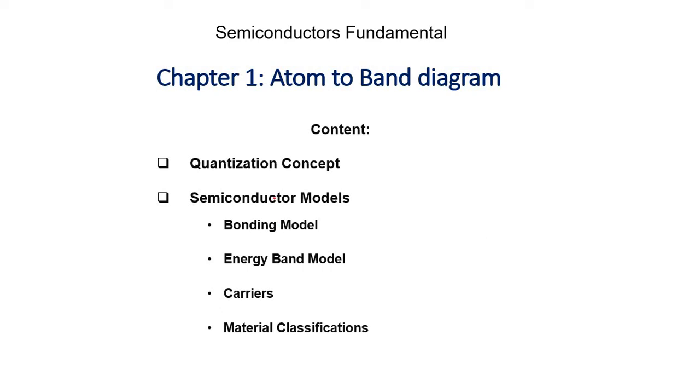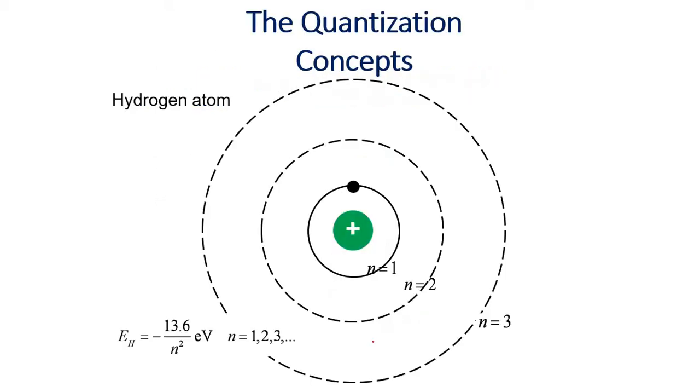Hi everyone, this is one of the most important lectures in semiconductor fundamentals. In this lecture we are learning how we move from atom to band. First we will learn the quantization concept, then the semiconductor model, bonding, what is happening at the atomic level, what is happening at the energy level, and carriers, how you show carriers in the energy band model and in the bonding model, and then how you classify material based on energy band gap. We will discuss one by one.